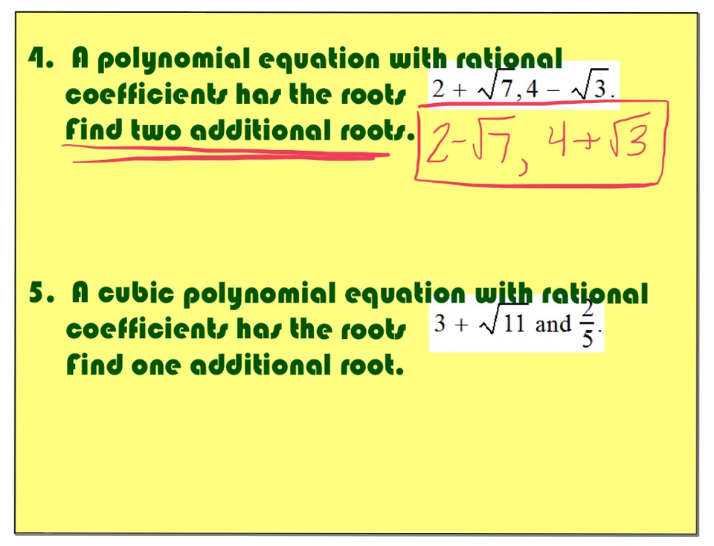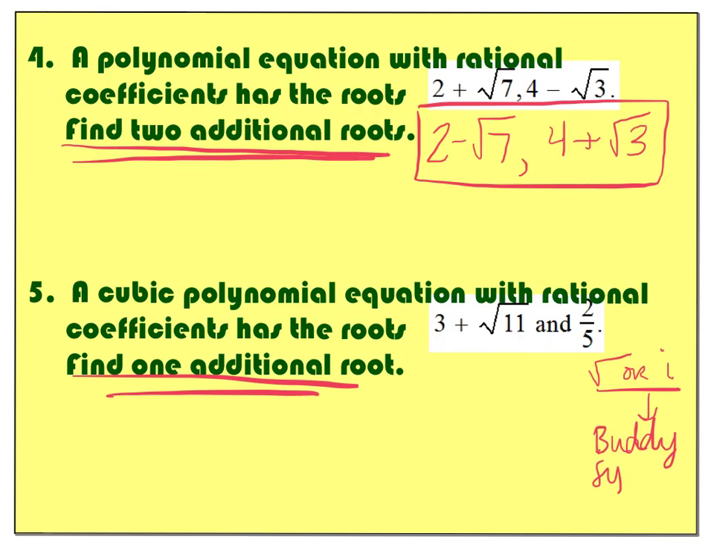In problem 5, they're asking you to do the same thing, except it says find 1 additional root. The reason you can only find 1 here is because if you look at 2/5, that's a fraction. It is not a radical, and it is not a complex number. So I'm looking for 2 things, either a radical or an i. Those 2 things follow the buddy system. If it's not either of those 2 things, it does not follow the buddy system.